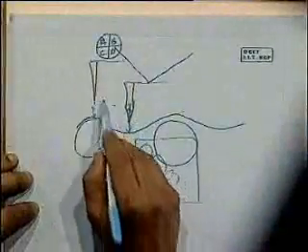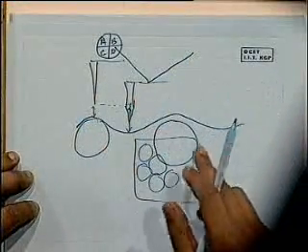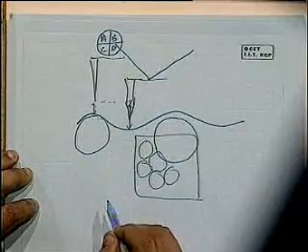And it's actually the tip-sample interaction that is causing this motion, and therefore we get an image of the surface.